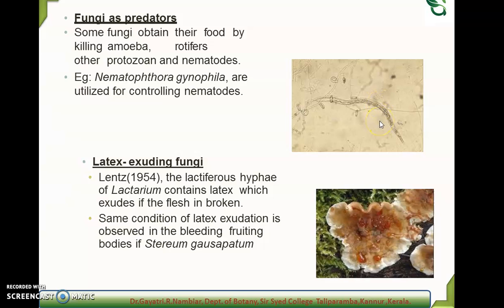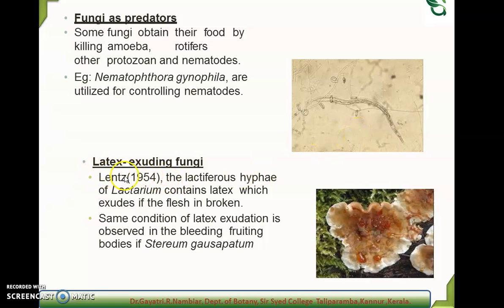Now, fungi as predators. Some fungi obtain their food by killing amoebae, rotifers, and other protozoans and nematodes. For example, Nematoctonus gymnophilus is utilized for controlling nematodes. So, they are useful as predators.